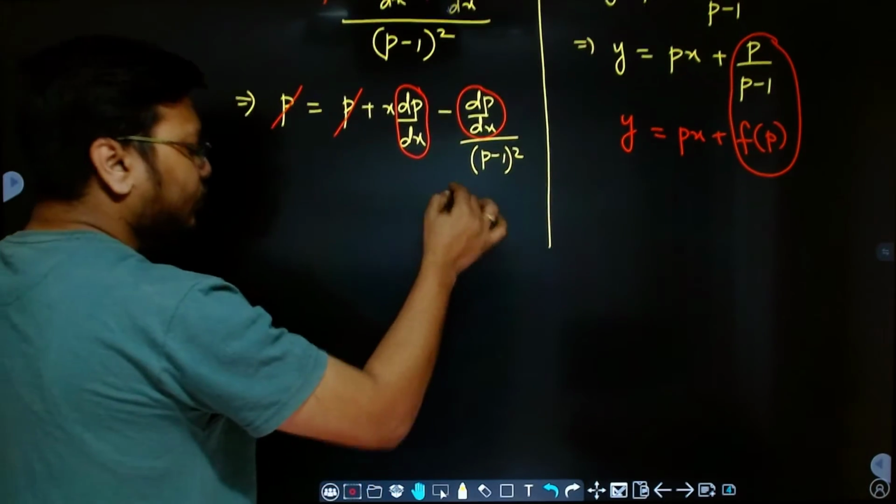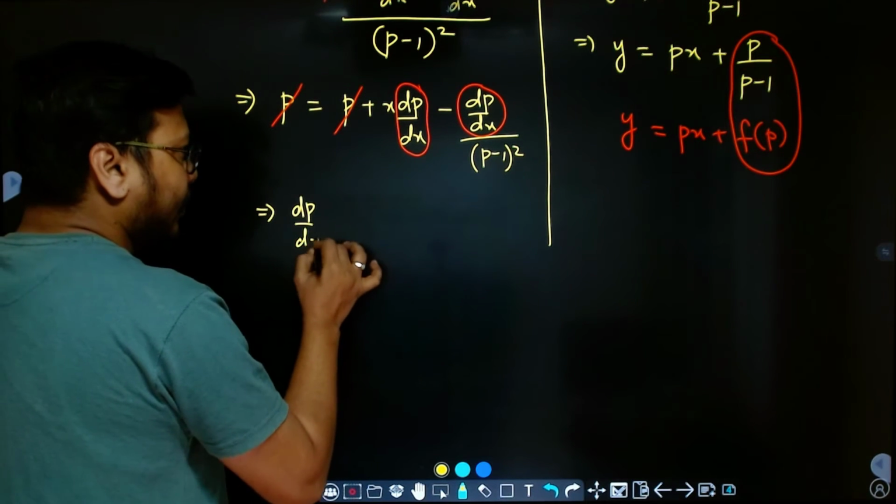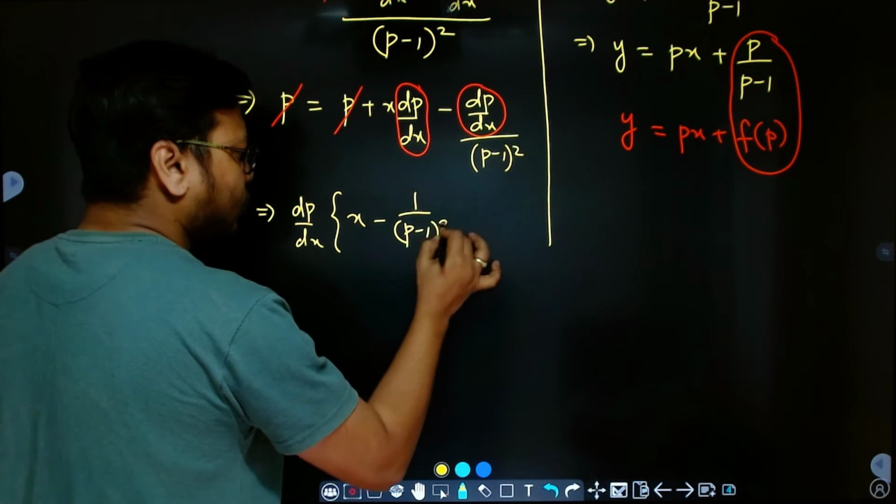Okay, so now what we can do is we will be taking dp/dx common, and we are having x minus 1 by (p minus 1) whole square.